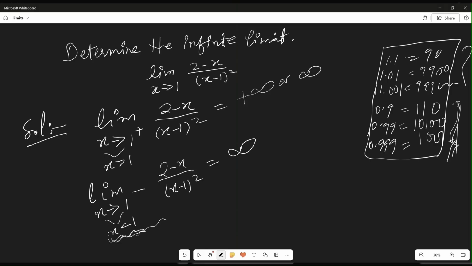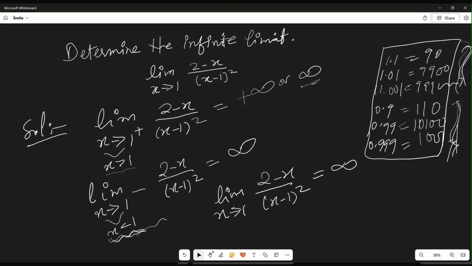And the same scenario here, as we're getting close to 1 from the right hand side, numbers slightly greater than 1, the limit seems to be positive as well. These are positive big numbers. This entails the limit for this function as x approaches 1 is equal to infinity as well, because the left hand side is equal to the right hand side.